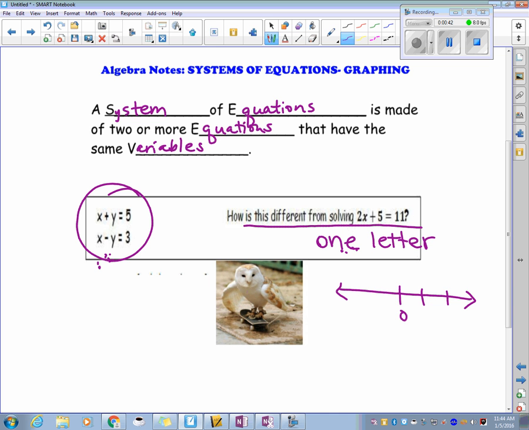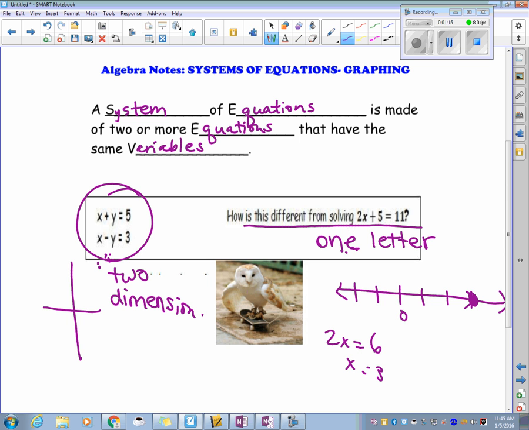If we solve this for x, wouldn't it be 2x equals 6 and x equals 3? So this is the solution right there. Just a single number, right? If we graph these two, wouldn't it be two lines? You graph those in two dimensions because there are two letters.